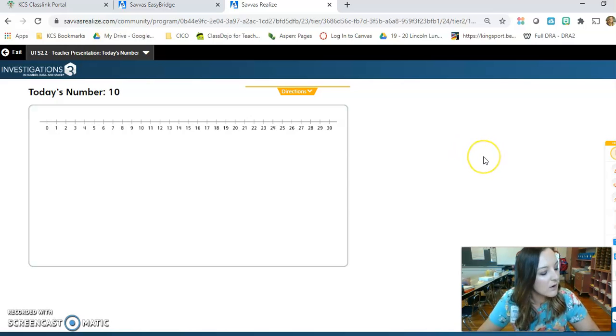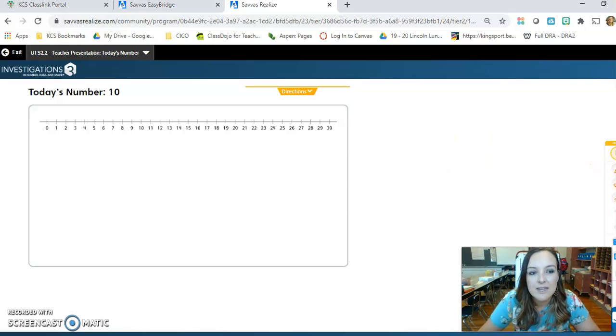So remember our goals for today are that we're getting better with our fluency with addition within 20. We're also going to be talking about different strategies, which is what I just showed you. And then we're going to be thinking about, does it matter what order that we add numbers in? And I mentioned earlier that it doesn't matter.